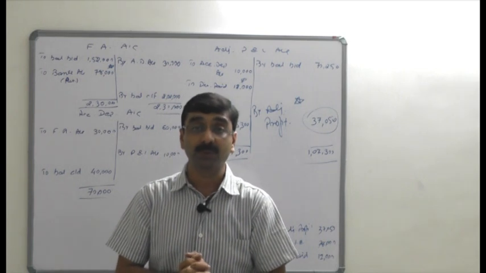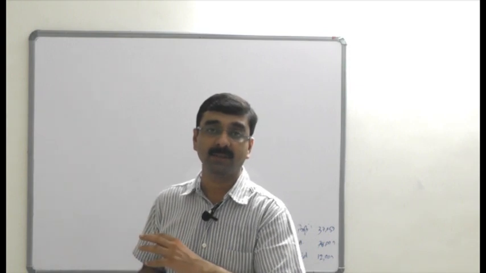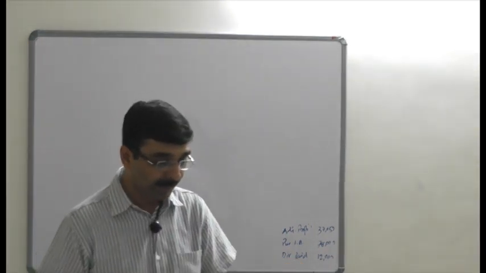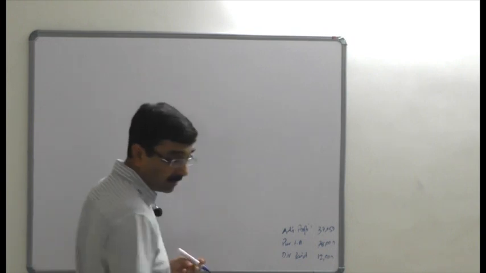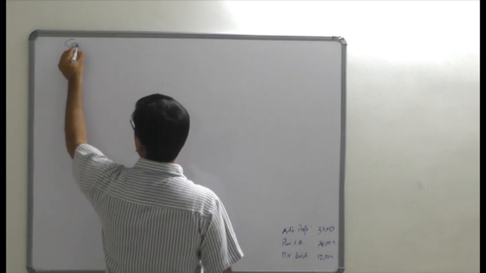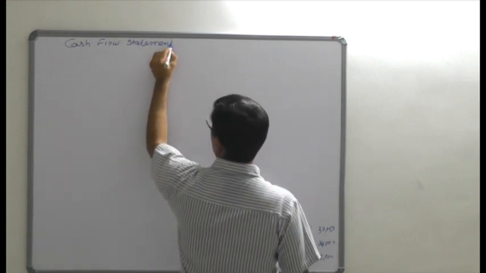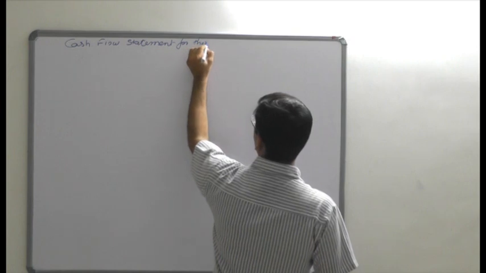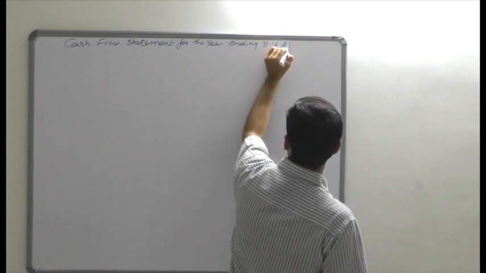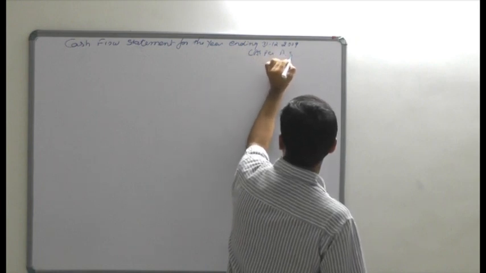Now we'll prepare the cash flow statement. After preparing the necessary ledger accounts and the adjusted profit and loss account, we identified the few entries which are going to be recorded in the cash flow statement. Let's begin to prepare it. We are preparing a cash flow statement for the year ended 31st December 2009, and that is prepared as per AS 3.